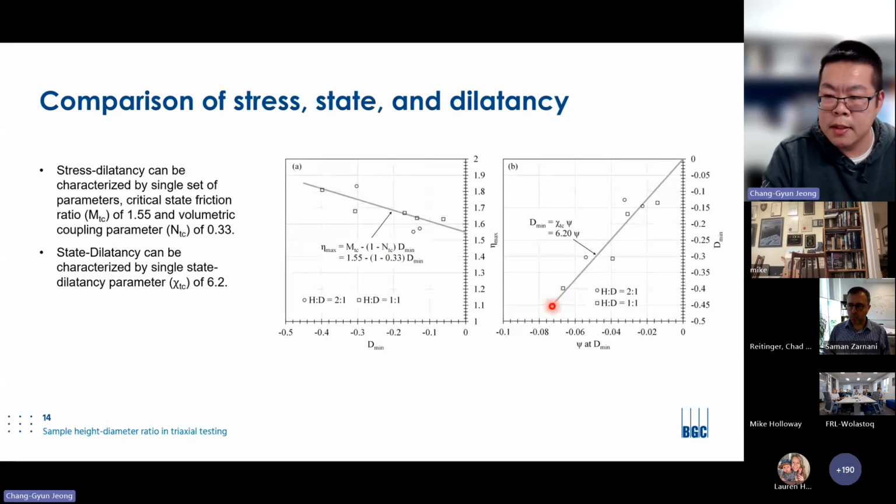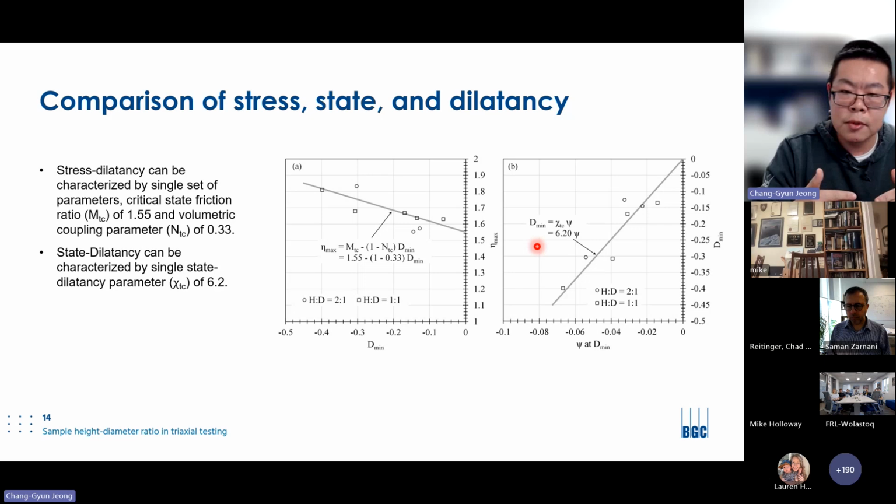And state dilatancy can also be characterized by a single state dilatancy parameter, regardless of height to diameter ratio, which is a chi value of 6.2. As discussed earlier, when comparing the twin test pairings, the dilatancy response in the 1-to-1 test was generally very similar to the 2-to-1 test for each pairing up to the point of maximum dilation. However, the 2-to-1 specimen often becomes unstable near that point because of the development of a shear band, and it becomes less reliable.